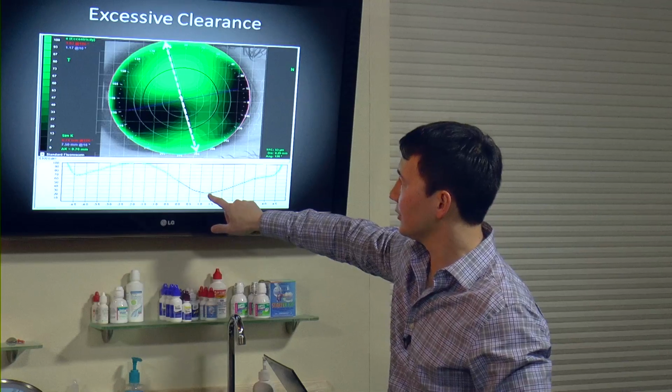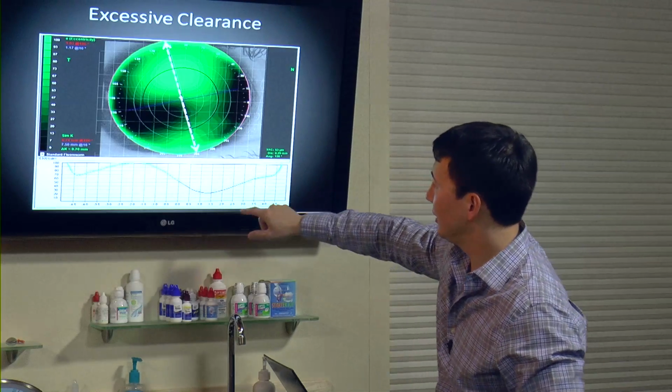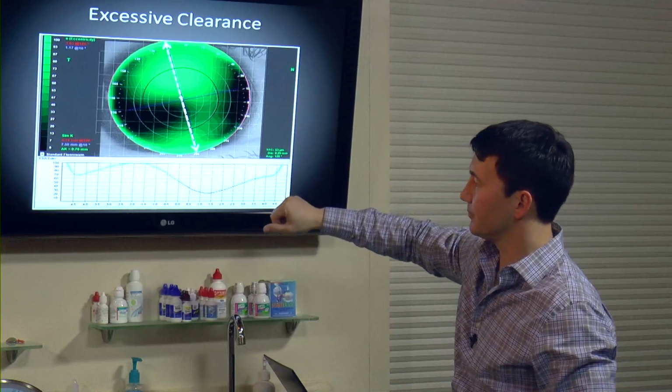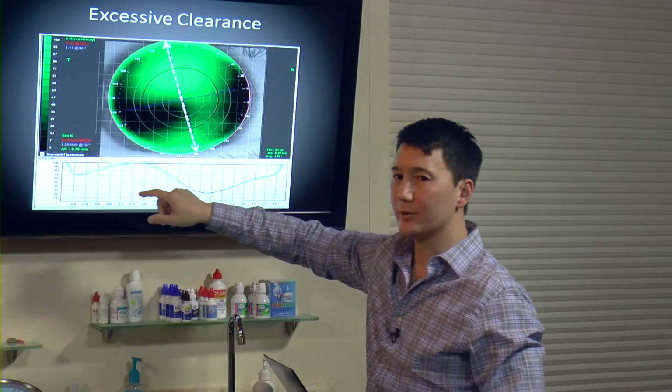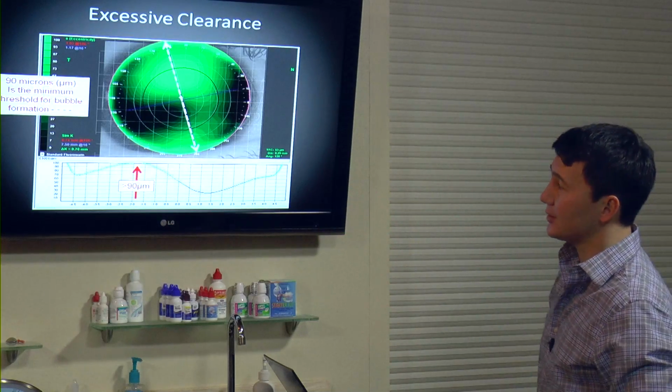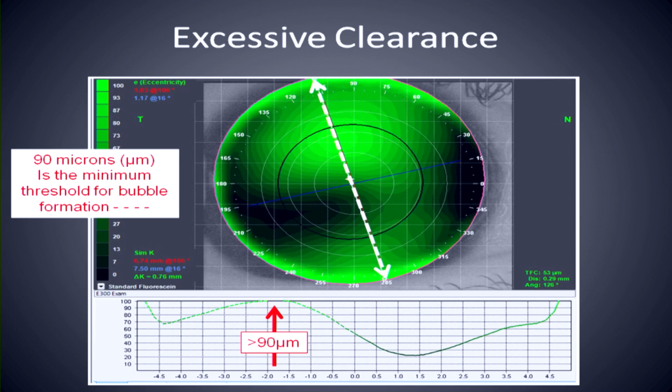Then we come down to near touch, near to the cone, and then our inferior lift. Now at 90 microns, that's the threshold where a bubble can form. So if you're building a GP lens from your corneal topographer, make sure you stay below that 90 micron threshold, or a bubble may create itself.